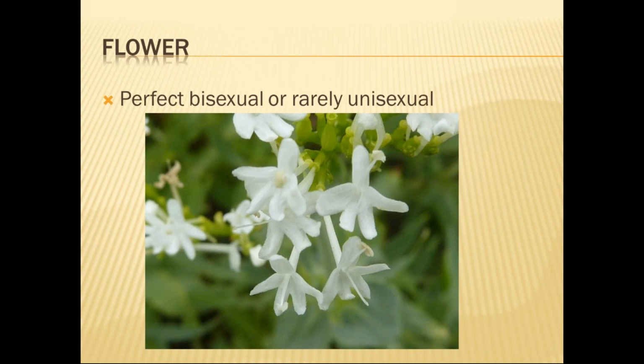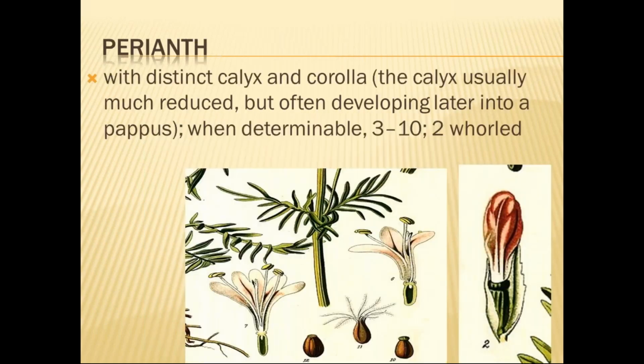Flowers are perfect, bisexual, but rarely unisexual in another family. Perianth is distinct, that is calyx or corolla. Calyx is reduced, very small, but corolla is 3 to 10 lobed, in two whorls we are going to see, or calyx may be converted into a pappus-like structure.